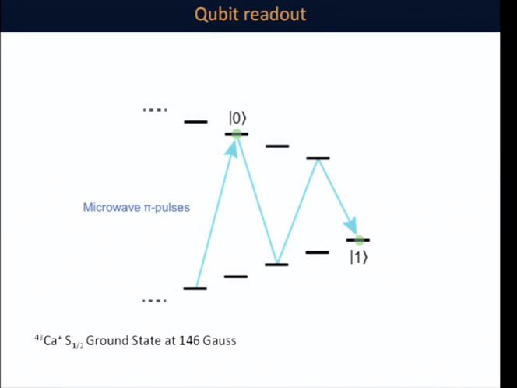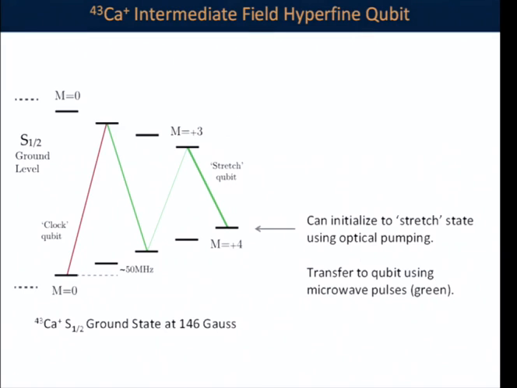So how do we do that readout? Once we're in the qubit states, we first take this qubit state over here, so the 1 state ends up here, and then we take the 0 state up there, so they're in states which are split by around about 3 gigahertz.